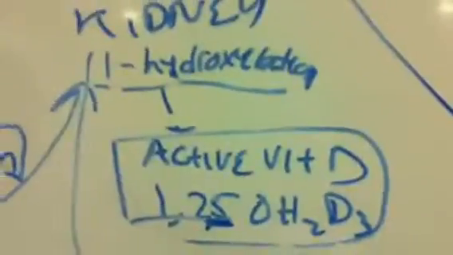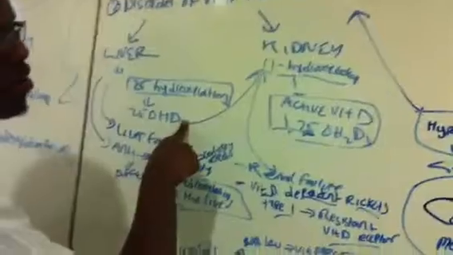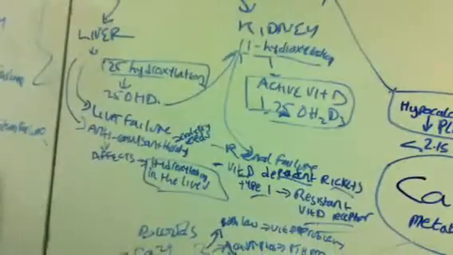So the problem is either the liver or the kidney, because if you're not going to hydroxylate it, you can't get there. If you've got liver failure, you're not going to hydroxylate the vitamin D. If you haven't got a working kidney, you're not going to hydroxylate the 25-OHD to the active form. So liver failure will cause it, renal failure will cause it, and drugs will cause it, because some drugs stop the hydroxylation of vitamin D.